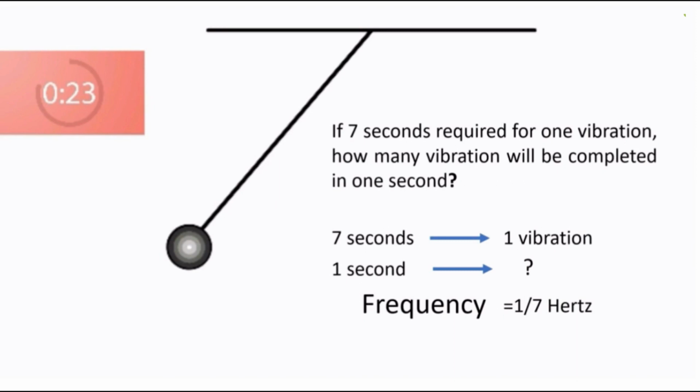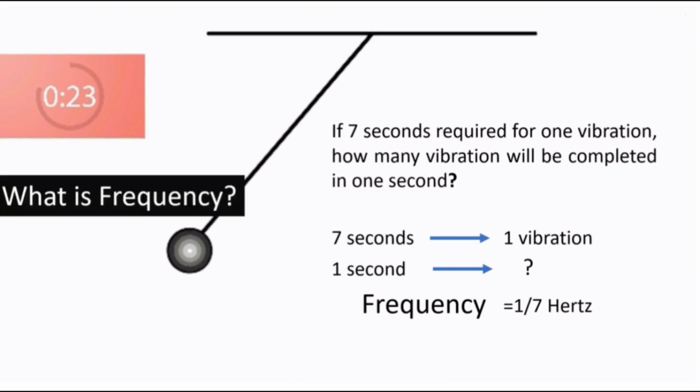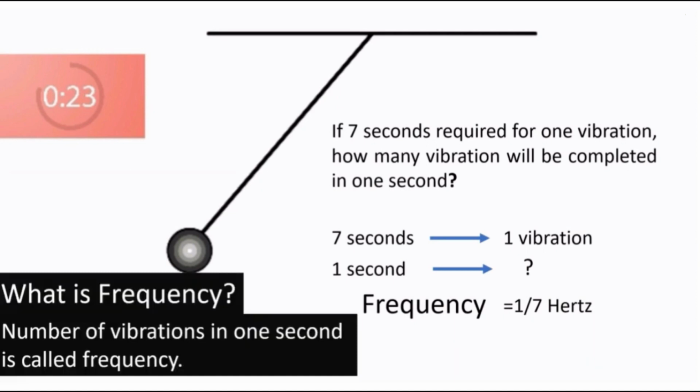But wait a minute, I have written hertz there. What does it mean? Vibrations per second is named hertz. Vibrations per second or oscillations per second or cycles per second, all that is called hertz. So 1 by 7 hertz is nothing but 1 by 7 vibrations per second. So that is the SI unit of frequency. So what is frequency? The number of vibrations in 1 second is called frequency.